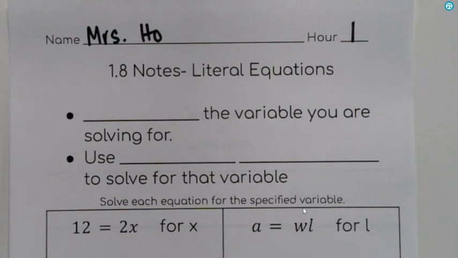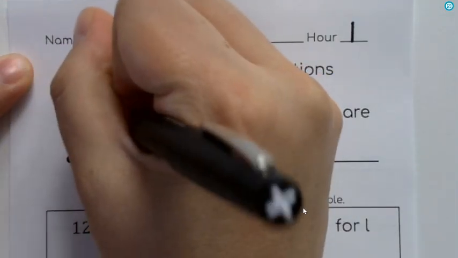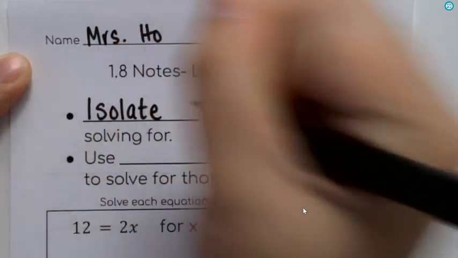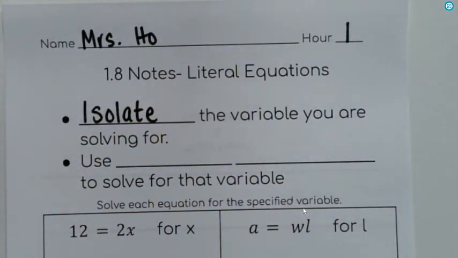And here are our steps. Our steps are still the same. We are going to isolate the variable we are solving for. Up until now, we've always been solving for x, so we've always got an x by itself. We've always isolated x. Today, it'll tell you what you're solving for.